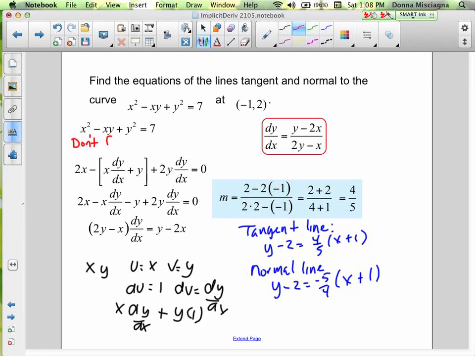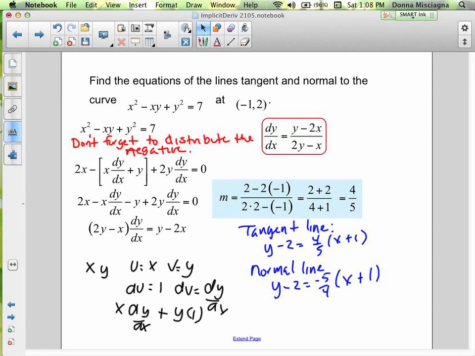Don't forget to distribute the negative. Actually, I'll put that negative. That's why I underlined the subtraction sign, so we wouldn't forget. And then we use parentheses, so we wouldn't possibly forget, okay? If it's just a plus, you're never thinking about it, but if there's a negative, you've got to remember to distribute it because you're going to have plus something on the product rule. All right, so that one's the product rule.